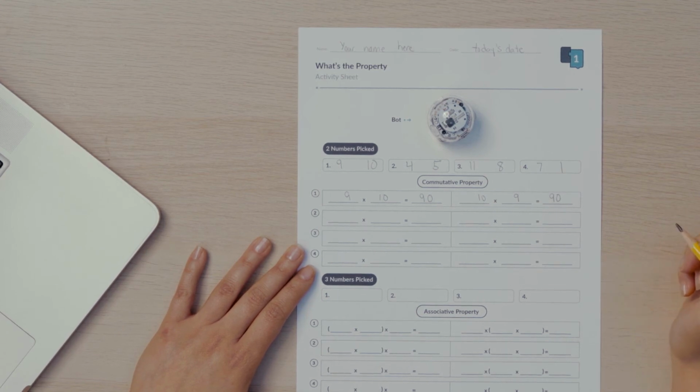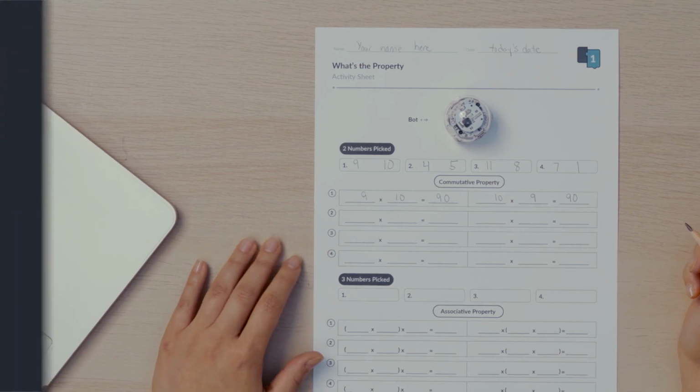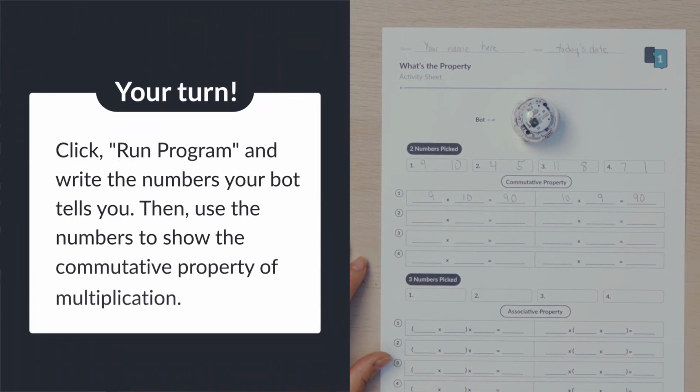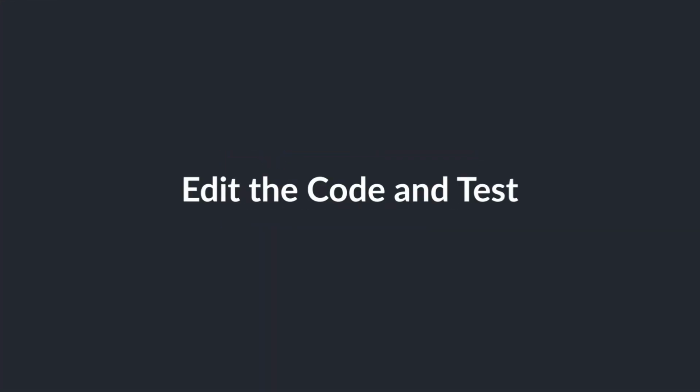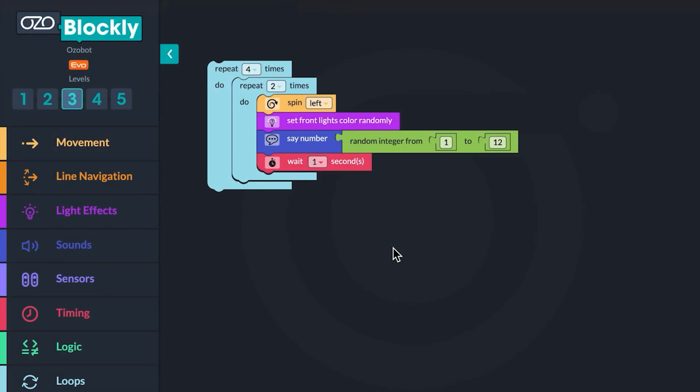Now it's your turn to play. Can you click Run Program and write the numbers your bot tells you? Then use the numbers to show the commutative property of multiplication. Great work using the numbers your bot picked to practice the commutative property of multiplication.